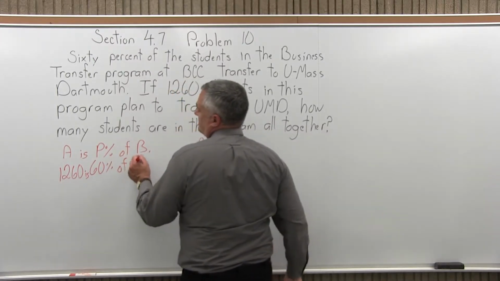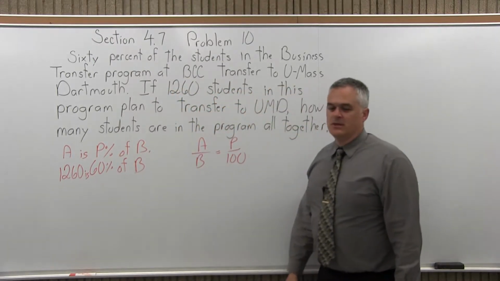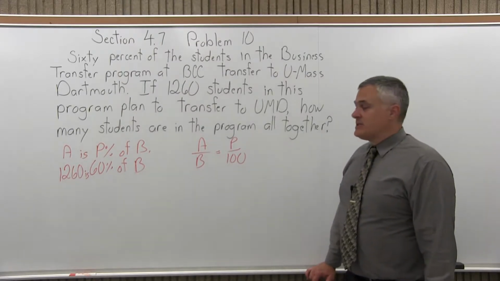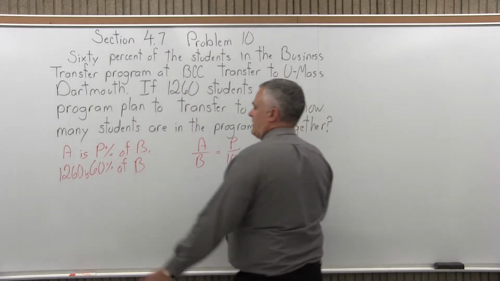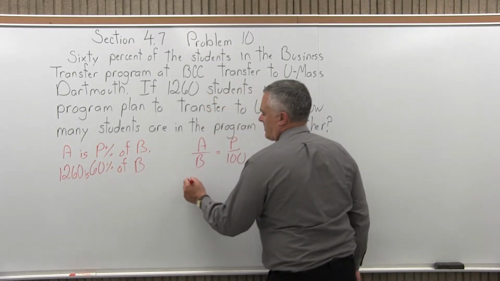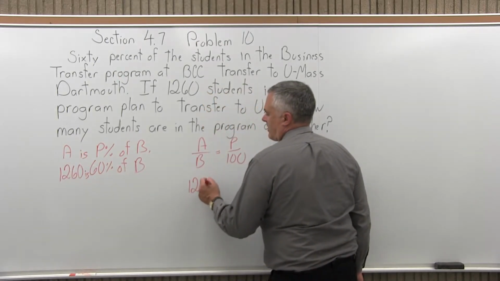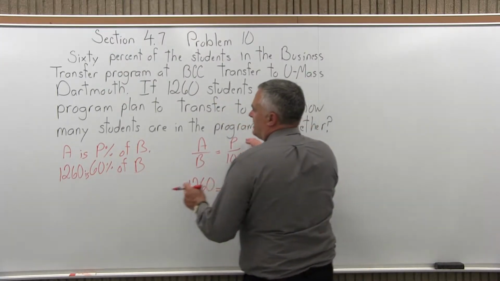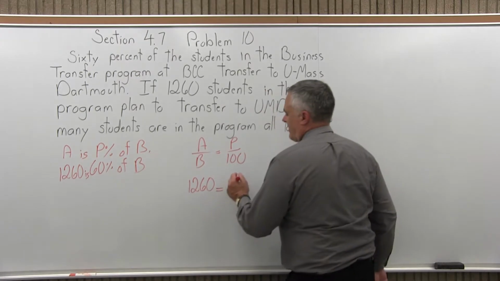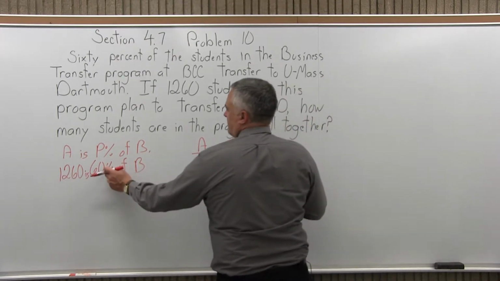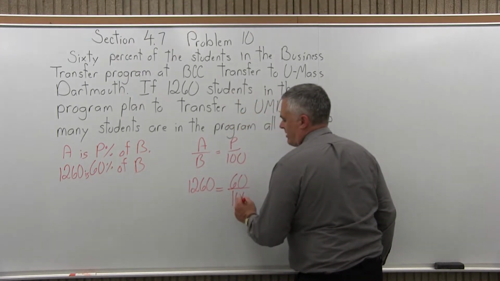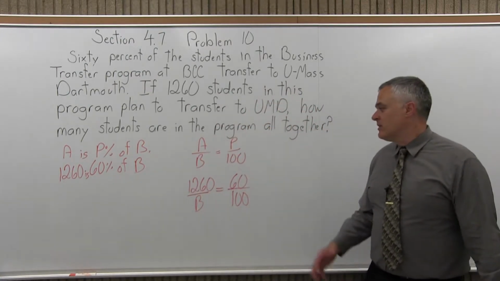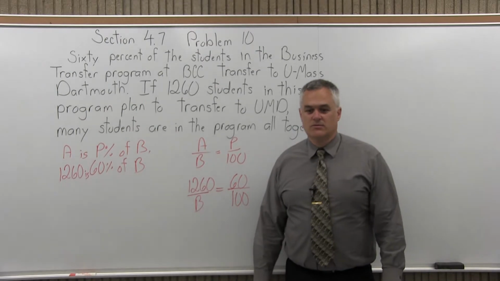B is the unknown, so it just stays as a variable. So I can write it like that. 1,260 is 60% of B, of some unknown number. So the A is the 1,260, becomes the equals P%. So P is the 60. The percent becomes the 100. And under the 1,260, I have the B, which is unknown. So I just leave it as B. It's the variable, and that's what we'll solve for.